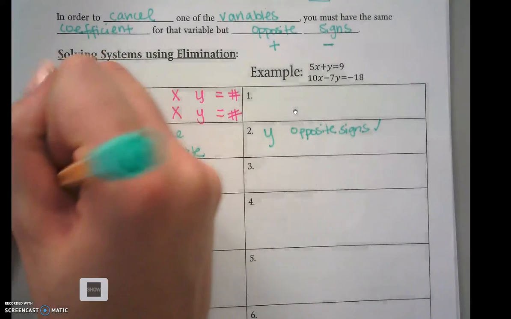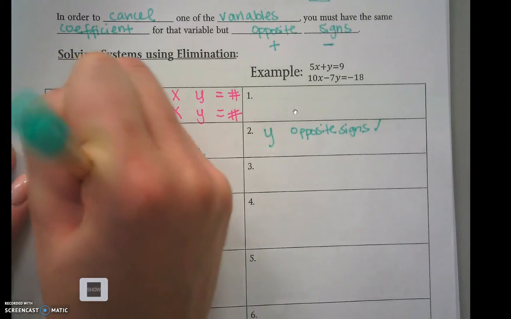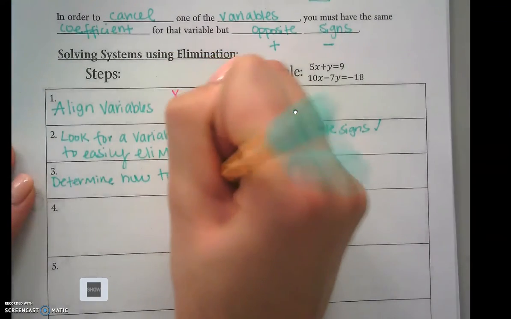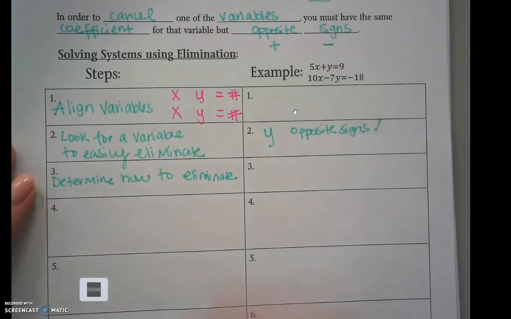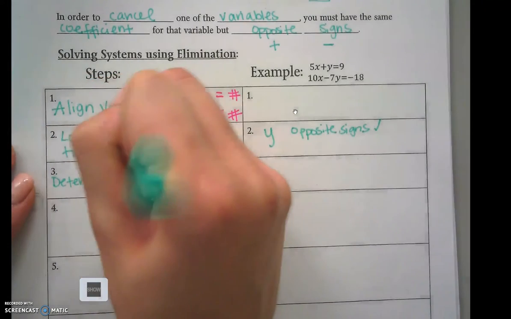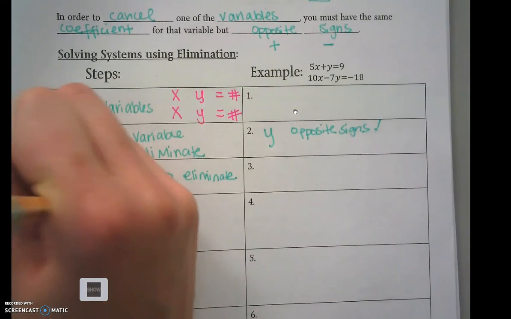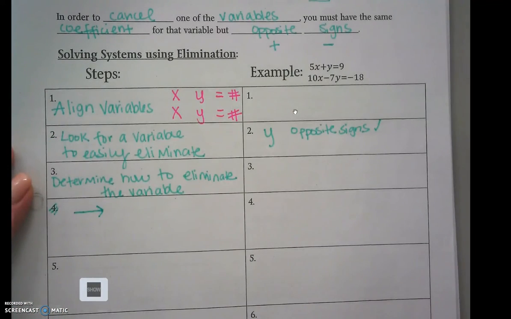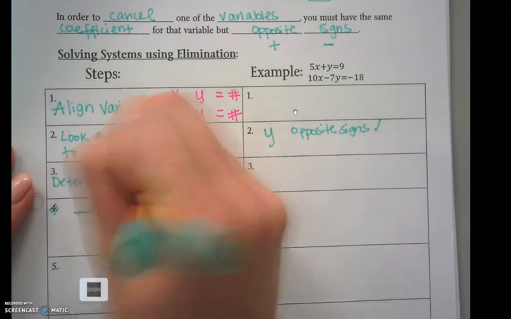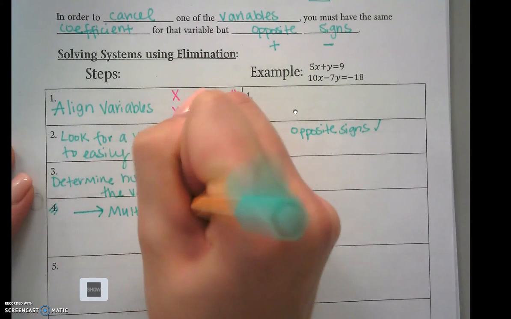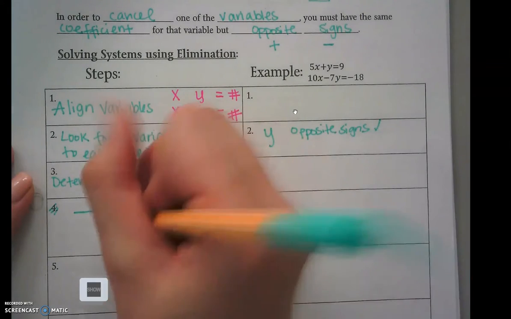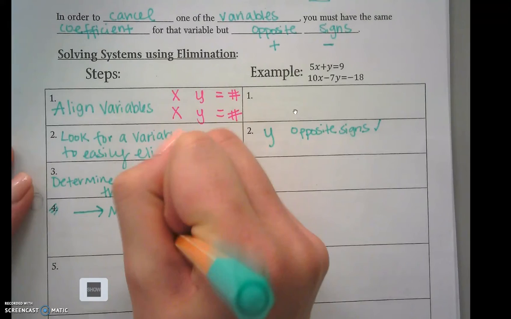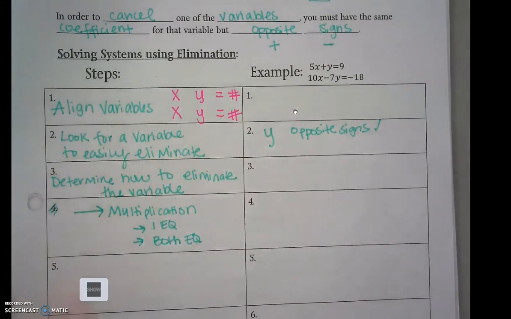Our next step, in order to truly let these eliminate, is we need to determine how to eliminate the variable. I'm going to scratch out number 4 here for more space. And we're typically going to do this. We're going to eliminate by multiplication. And when we multiply, we're either multiplying one equation or both equations in order to get that variable to eliminate.